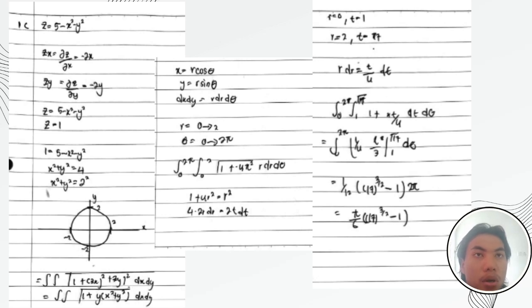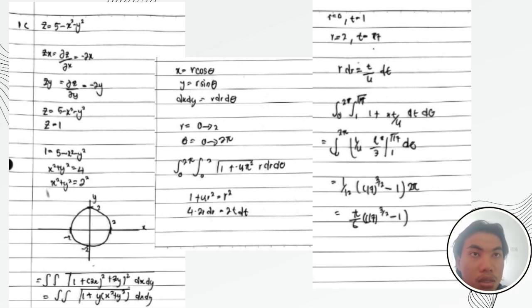Okay, now we are going to calculate the surface area of the portion of the paraboloid that lies above the plane z equal to 1 using double integrals. First we need to understand the problem. We have the paraboloid given by the equation z equal to 5 minus x squared minus y squared. We want to find the surface area of the part of the paraboloid that lies above the plane z equal to 1.